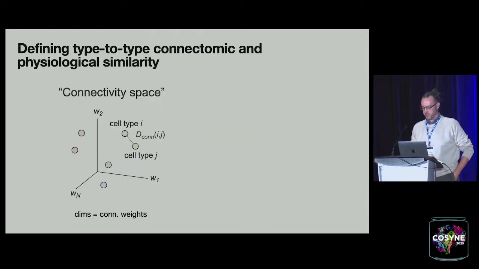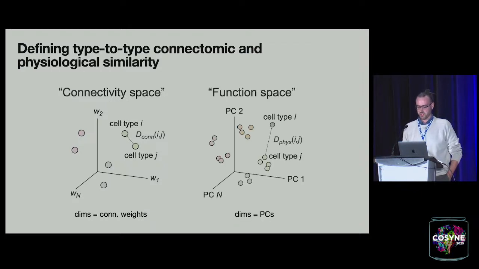To address this question, we imagine cell types as living in a pair of high-dimensional spaces. The first space is a connectivity space where the dimensions are input connection weights. And the second space is a function space, which we define by performing principal components analysis on the STRFs for all recorded neurons. In these spaces, we can use the Euclidean distance between any pair of cell types as a measure of the relative connectomic or functional similarity between those two cell types. We can then ask if connectivity distance predicts functional distance in any meaningful way.